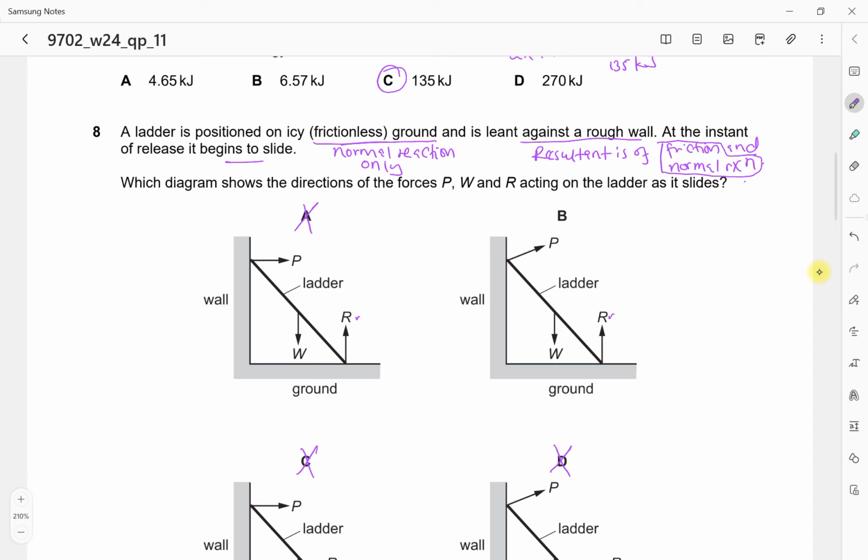Because if it starts sliding, it slides downwards, there is friction force, and there will be no more reaction force upwards. The resultant must be somewhere there. This is the resultant. So this is normal reaction, friction on the wall, which gives us the resultant. So if it starts sliding downwards, there is friction upwards, and then there will be normal reaction. So the resultant P must not be normal. So the answer is going to be B.